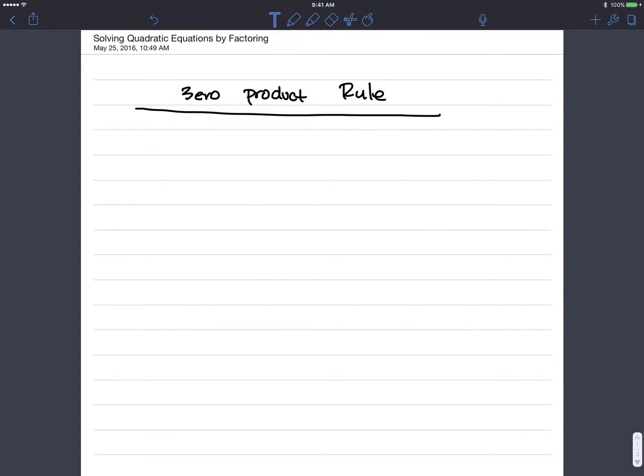So the zero product rule here, let me write it this way. That's when you have two things multiplied together equals 0. So here I have a product. It equals 0. We call this the zero product rule.